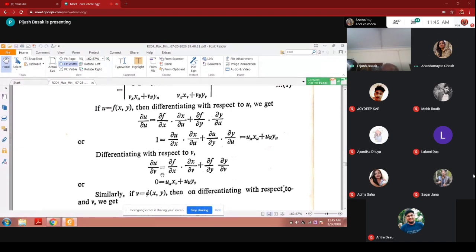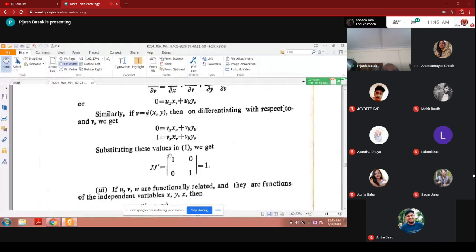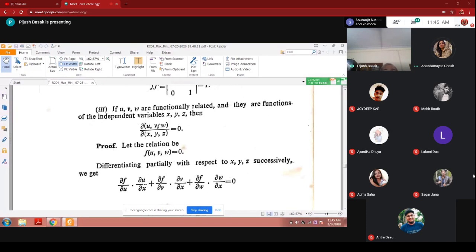Del v will be 0. Similarly, for v is equal to phi xy, you get similar statements, and so if you arrange this, it will be 1 0 0 1. Multiplying it will be 1 into 1 minus 0 into 0, that is equal to 1. So we have to prove this.